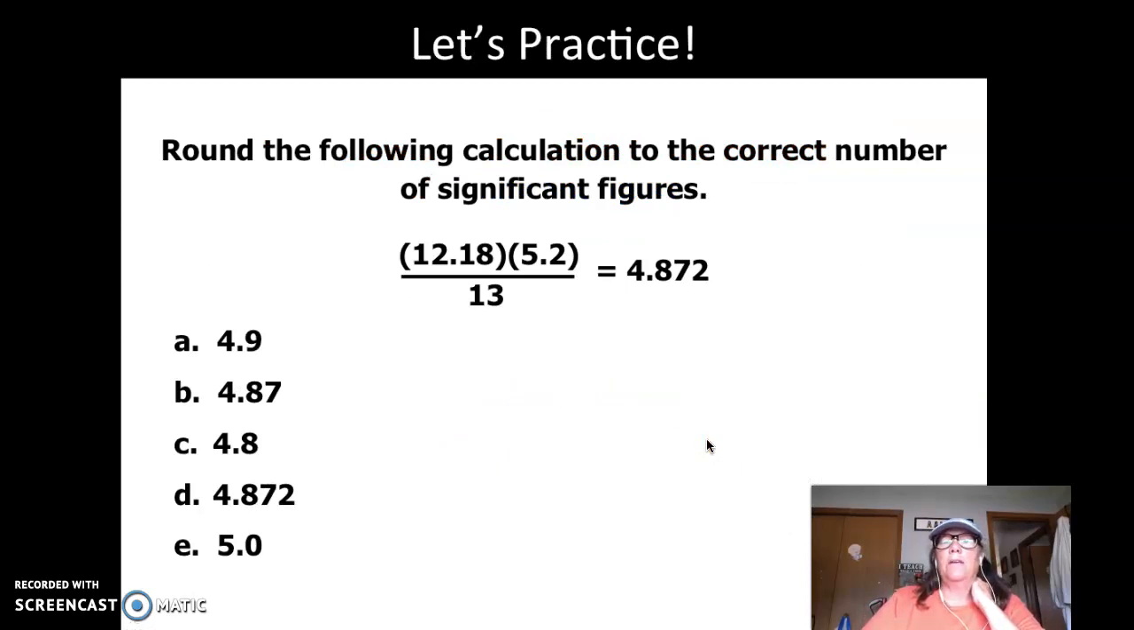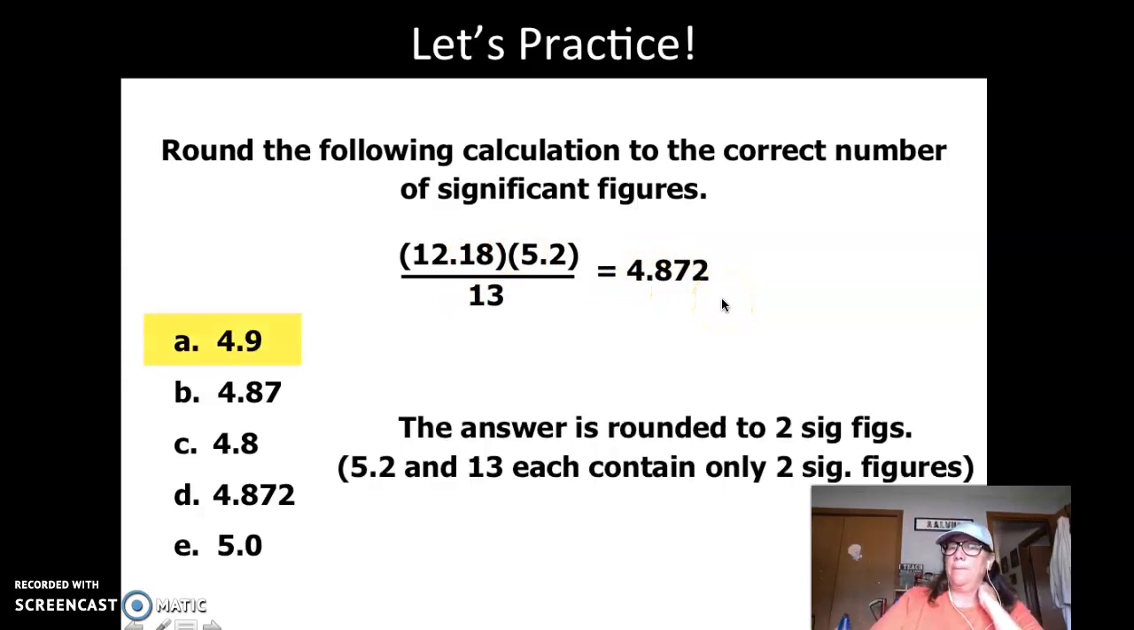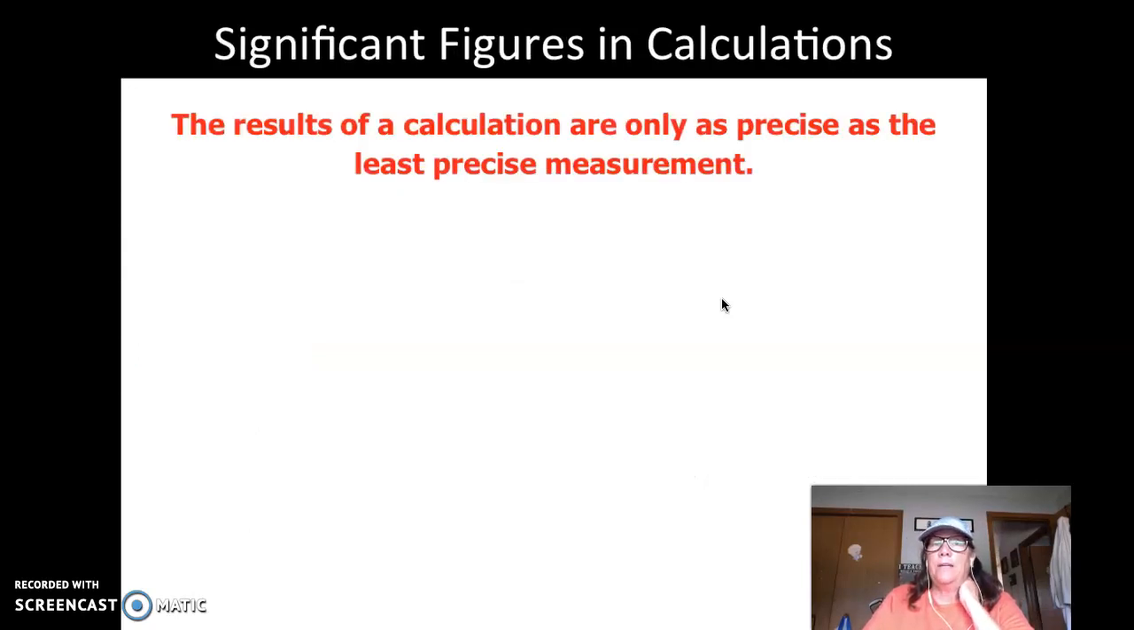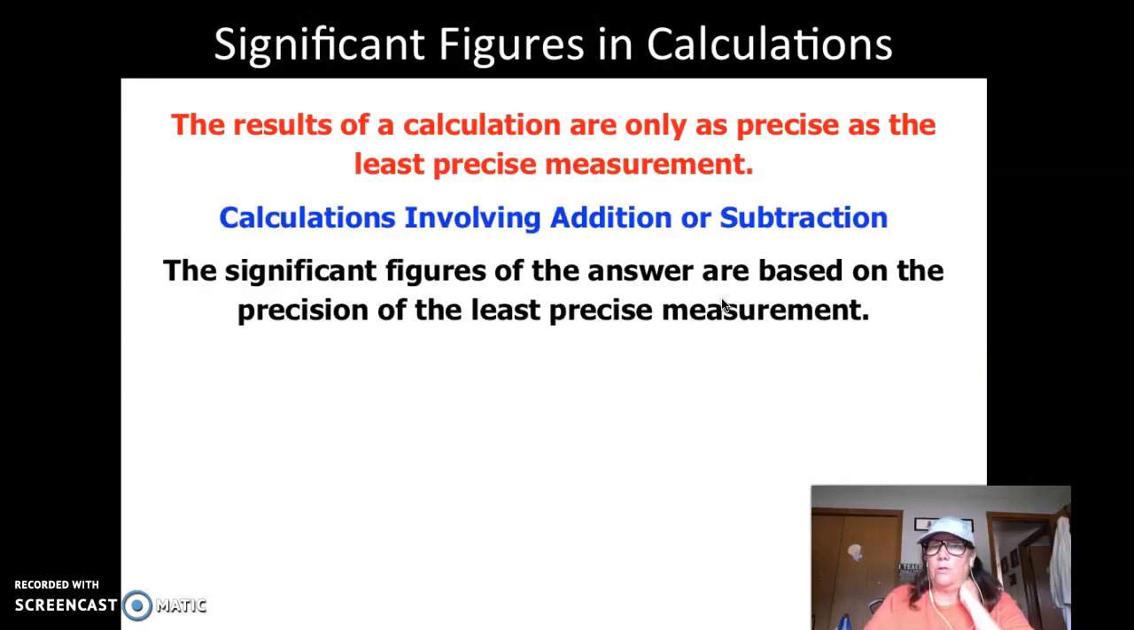If you do this calculation, you get 4.872. This has 4 significant figures, 2 significant figures, 2 significant figures. My answer can only have 2, so I'm going to go 4.9. Again, you do the calculation like you normally would, and then you look at your answer and round it to the one that has the least amount of significant figures. The results of calculations are only as precise as the instrument that you're using.